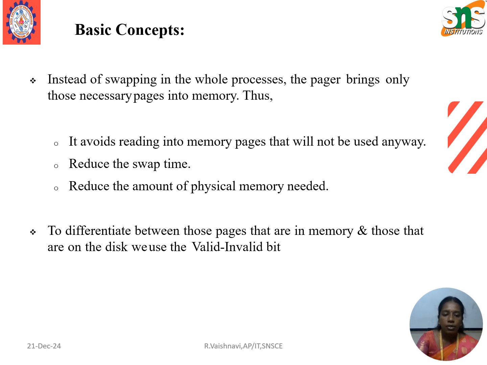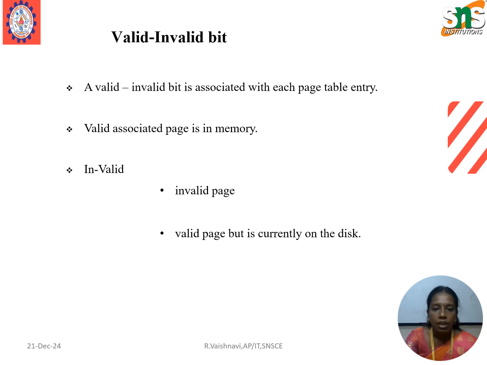Next point, to differentiate between those pages that are in memory and those that are on disk, we use the valid and invalid bit. The valid and invalid bit is associated with each page table entry. Valid means the associated page is in memory. Invalid means either it is an invalid page, or it is a valid page but it is currently on the disk.